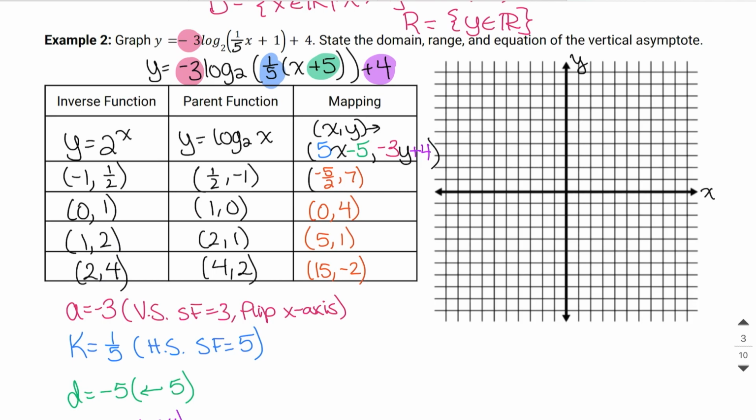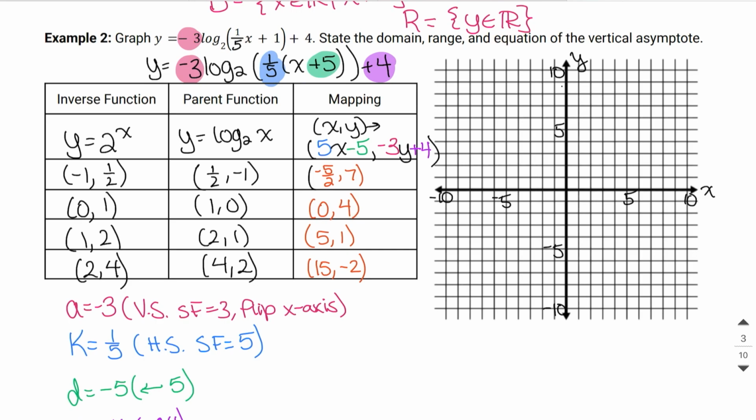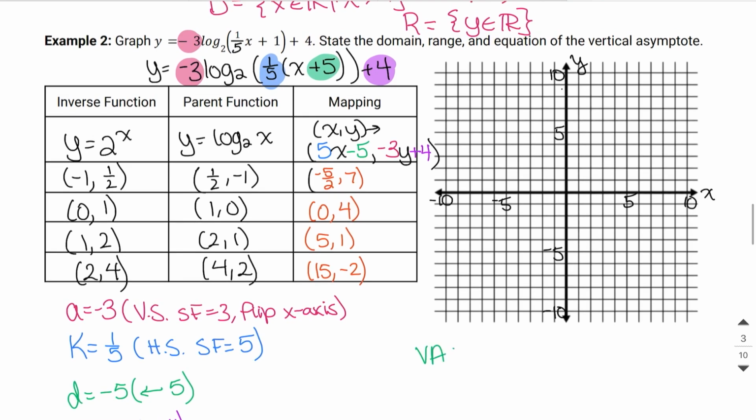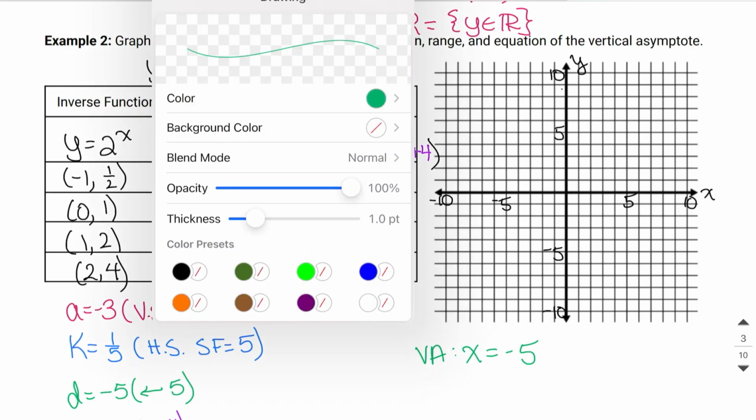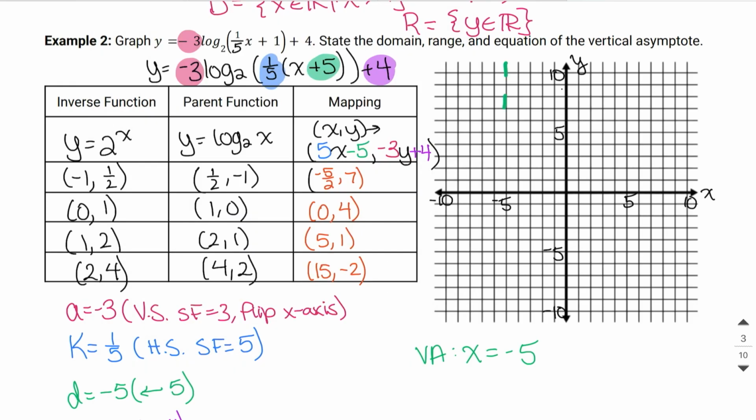So I'm going to label my x and my y axes right here. I'm going to go by 1s for my y axis. I'm also going to label my x axis by 1s as well. Even though it goes to 15 here, I think the 3 points are sufficient to see what's going on, as long as I also include my vertical asymptote. So now my vertical asymptote would normally be at x equals 0, but because everything has moved over to the left by 5, my vertical asymptote is going to be at x equals negative 5. So I'm going to go ahead and draw that in to help me out with my graph.